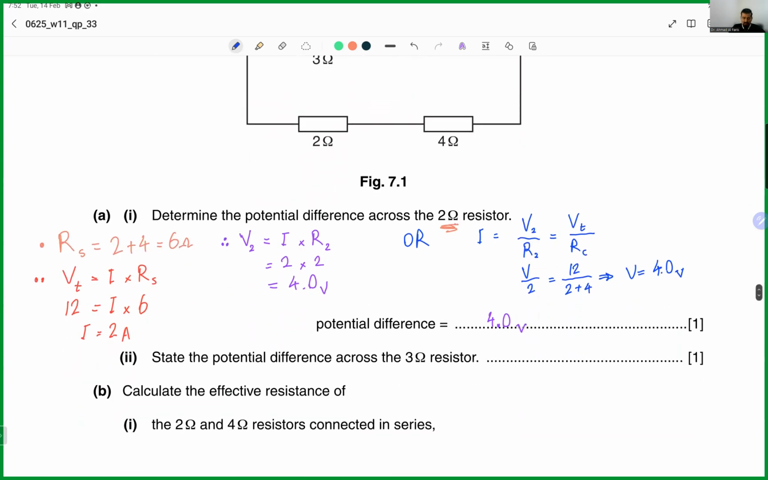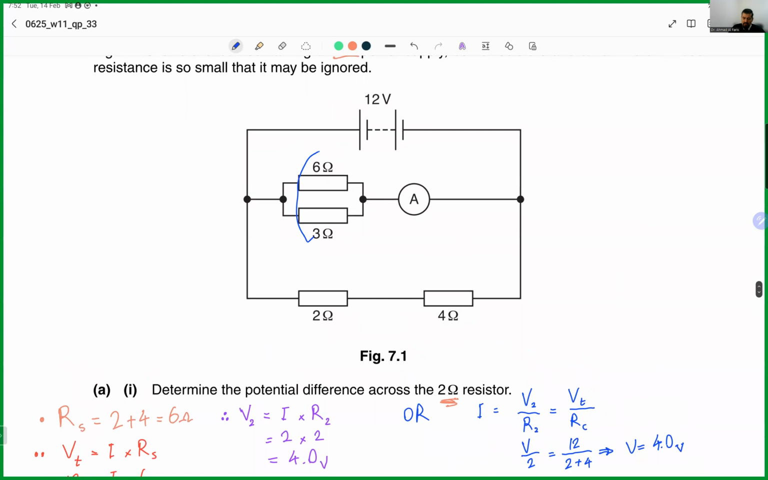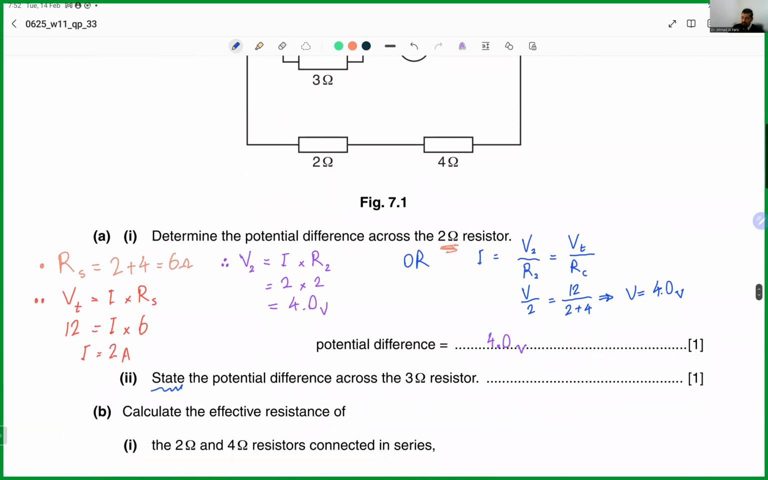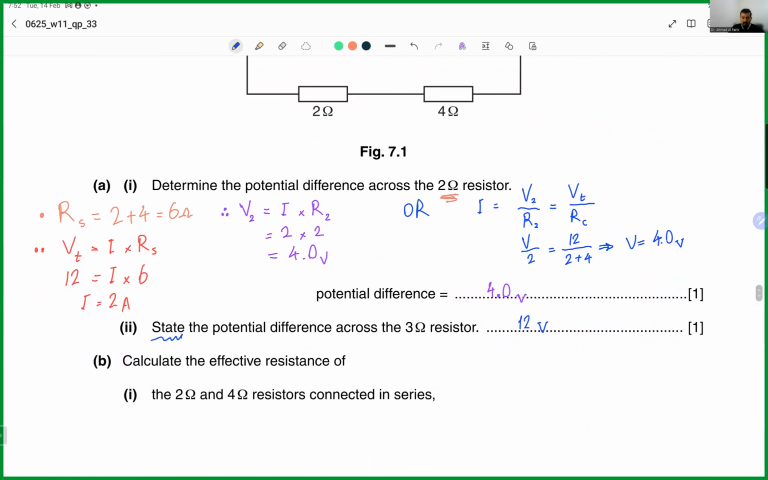Okay, that's the first part. Then they ask: state the potential difference across the 3-ohm resistor. Now the 3-ohm resistor and the 6-ohm resistor are both connected in parallel and directly to the power supply. That means we don't have to do calculations. So the answer is 12 volts.